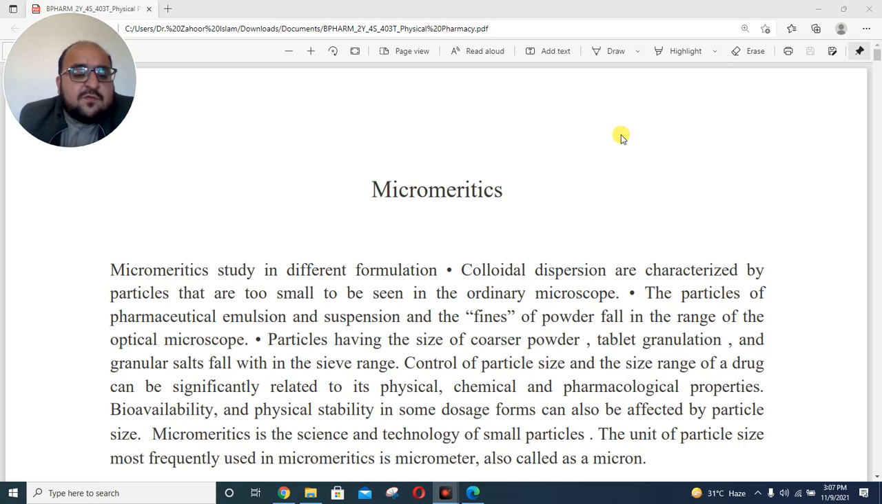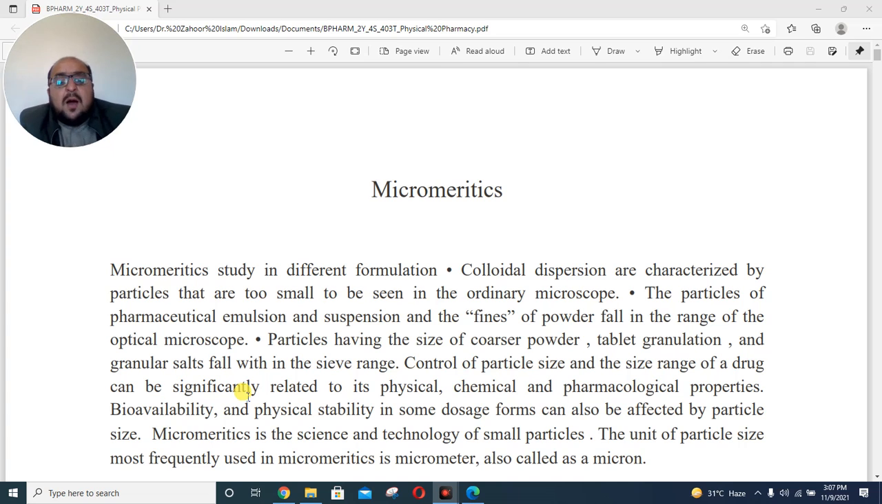The particles of pharmaceutical emulsions and suspensions and the fines of the powder fall in the range of the optical microscope. Particles having the size of coarse powder, tablet formulation, tablet granulations, and granular salt fall within the sieve range.